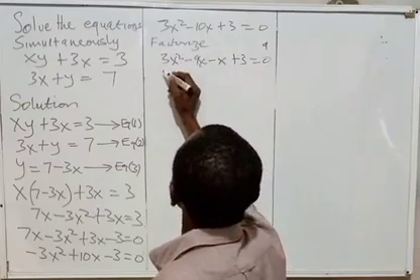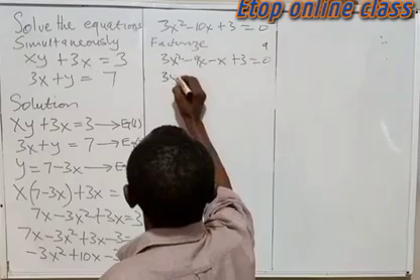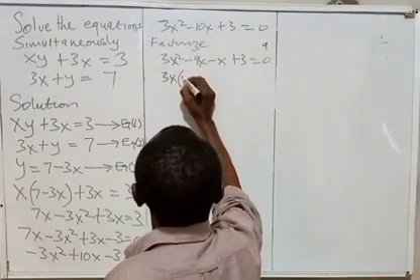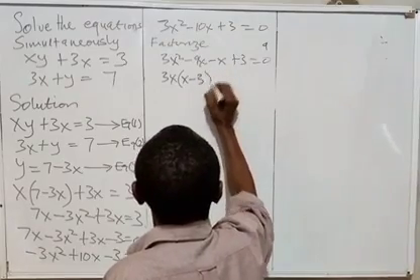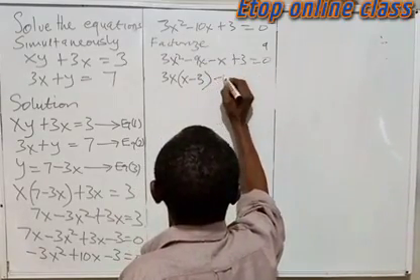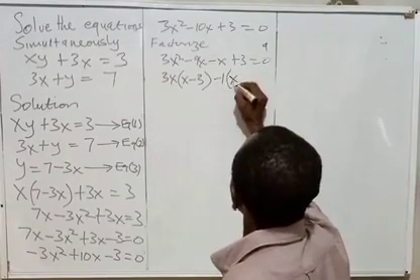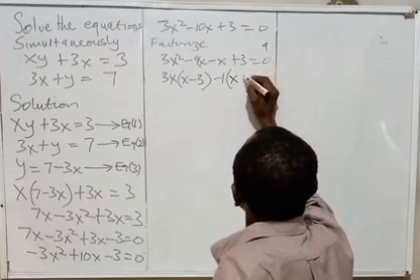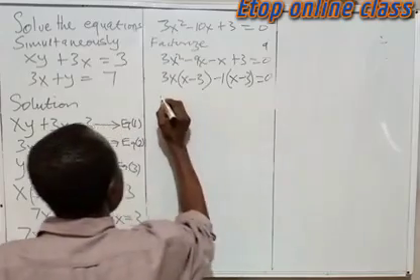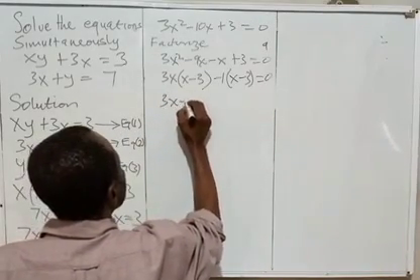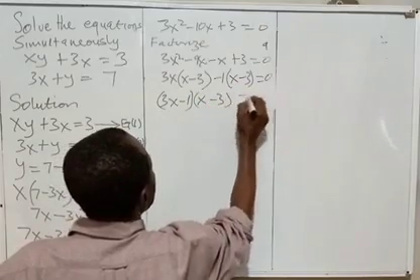So from here, I pick what is common. 3x is common. 3x into 3x squared, I have x. 3x into minus 9x, I have 3. What is common here? Minus 1 is common. Minus 1 into minus x, I have x. Minus 1 into 3, I have minus 3, equals 0. So from here, I now have 3x minus 1, I pick one of these, x minus 3 equals 0.